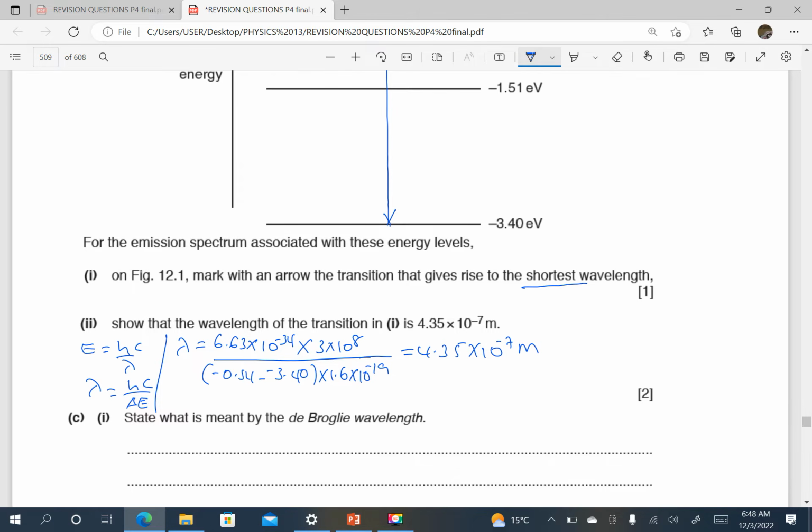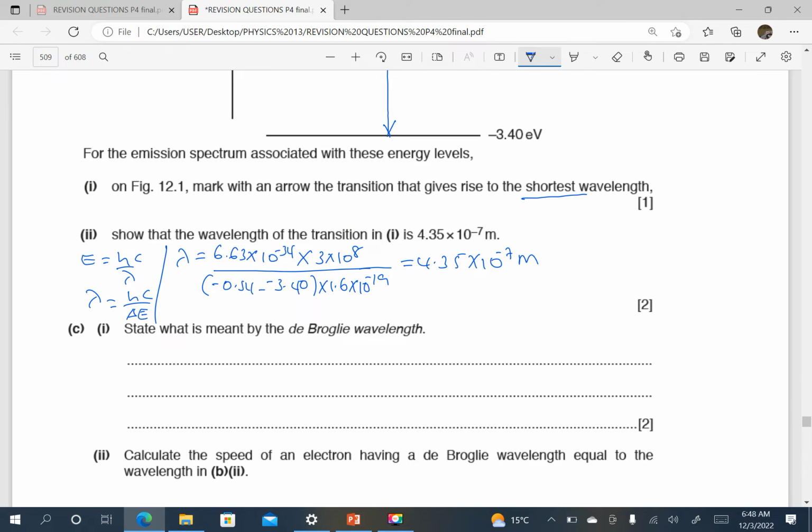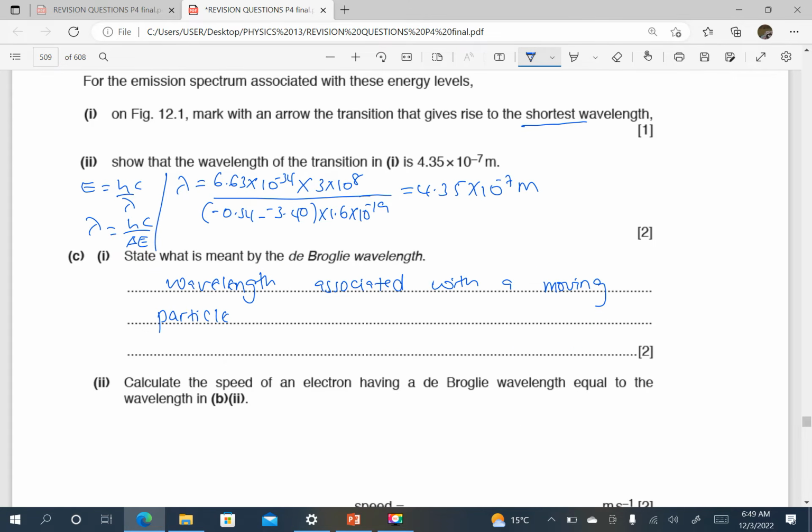Okay, state what is meant by the de Broglie wavelength. So we have already known that the de Broglie wavelength is the wavelength associated with a moving particle. The wavelength of a moving particle.